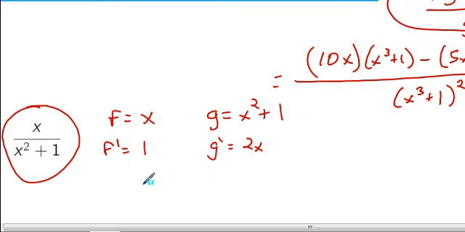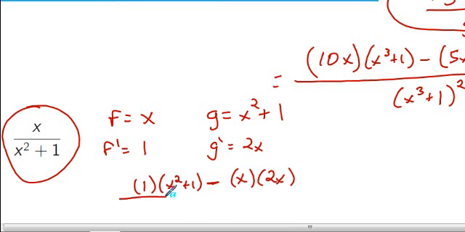So f prime is going to be 1 times my g, which is x squared plus 1, minus my f, which is x, times my g prime, which is 2x, all over my g squared. So that's going to be the quantity x squared plus 1 squared. Make sure you keep that as a quantity. And likewise, I'm sure I'll be able to pull something out and simplify, but that is the first step, and I'll leave the simplification for you guys.